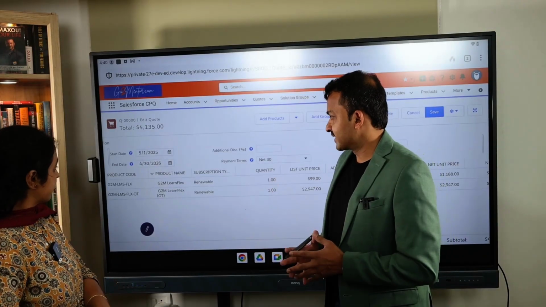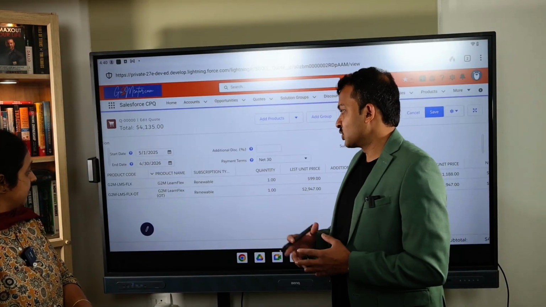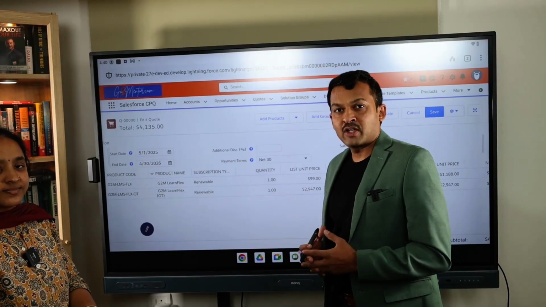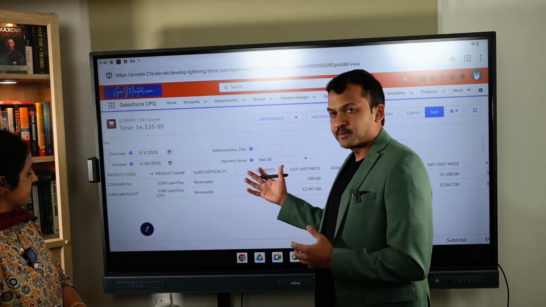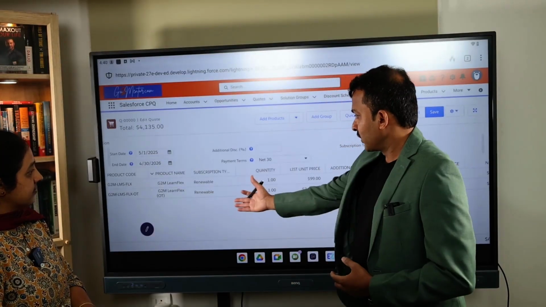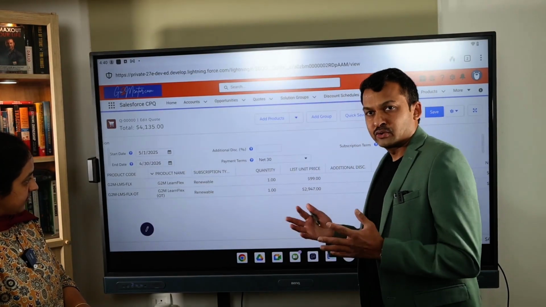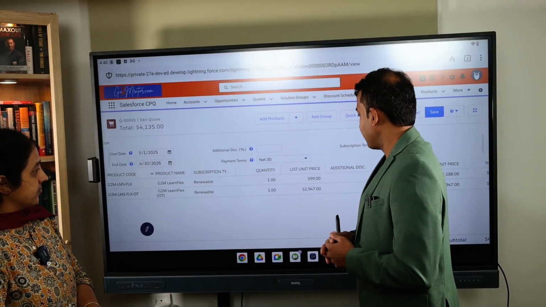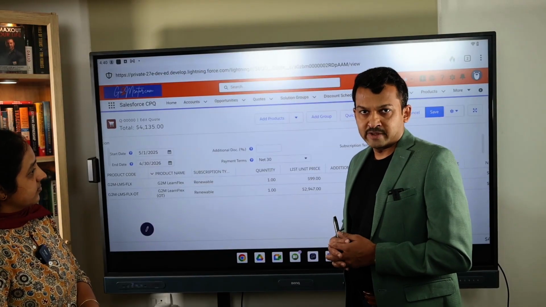So take, for example, in this case, we have taken a fictitious product, G2M Learn Flex. In Salesforce CPQ, if this product has to be offered as both a one-time product or a subscription product, we would need to have two different products created. One for the one time, which could come at a higher price of, let's say, $2,947, and the other configured as a subscription product, which can then be offered either on a monthly or an annual basis.